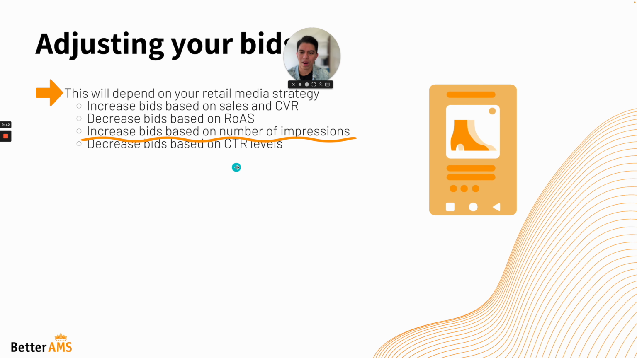Okay, you can increase bids based on the number of impressions. So if one of these 3 didn't really have much impressions and you have like 2 or 3 clicks, and that's not necessarily conclusive data on what should be your next move, you can go ahead and increase bids, right? And then you can decrease bids based on CTR levels as well.